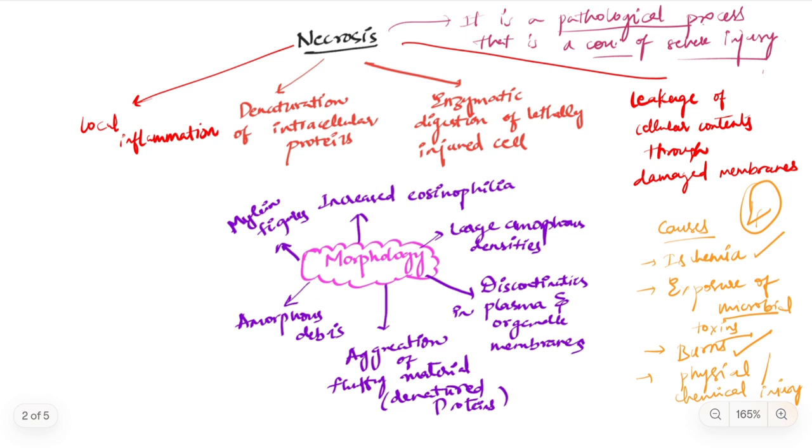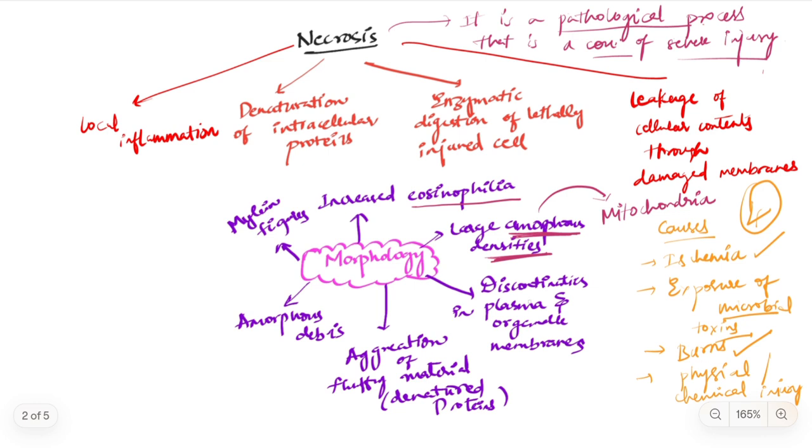Okay. And next, coming to the morphology of the necrosis. So what happens to the cell during necrosis? First, there is increased eosinophilia, and you can see large amorphous densities in the mitochondria. You can see a marked dilation in the mitochondria. Those are called the large amorphous densities.